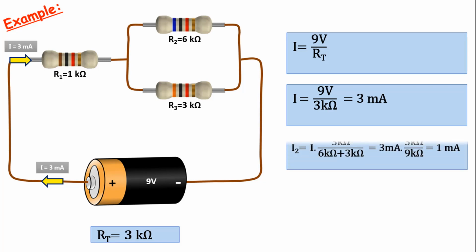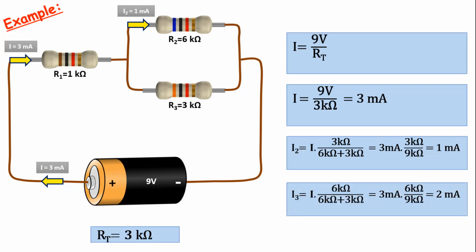If we call the current flowing through resistor R2 I2, this value is I times 3 kΩ divided by 6 kΩ plus 3 kΩ. When we do this, we find I2 current as 1 milliamp. Since it is inversely proportional to the resistance value, we put the value of the other resistor in the numerator and the sum of the two resistors in the denominator. Thus, we distributed the current inversely proportional to the resistance values.